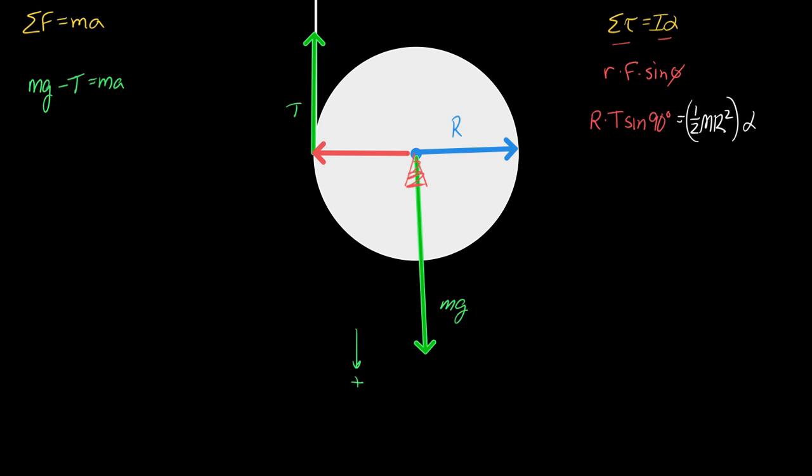And I can reduce this equation too, right? I can divide one of the r's out, and I can take the sine of 90, which is just going to be 1. And this will be T equals 1/2 mr alpha. Now, here's the problem. I want the acceleration of the system, and that's this number, right? That's A. T is an unknown. I can't have T in my answer.